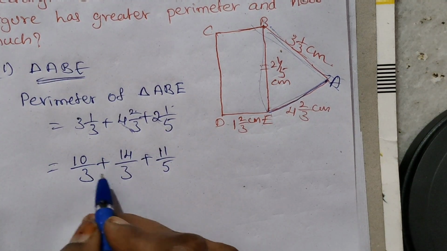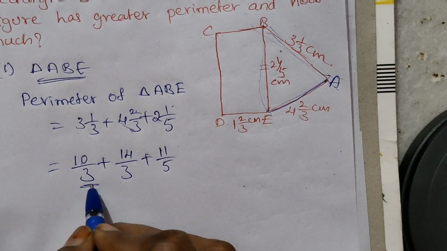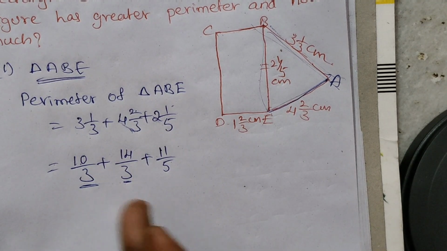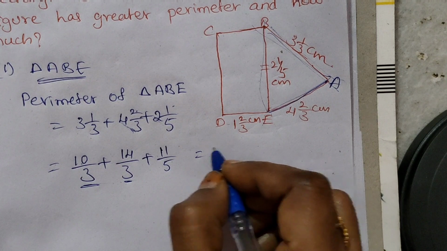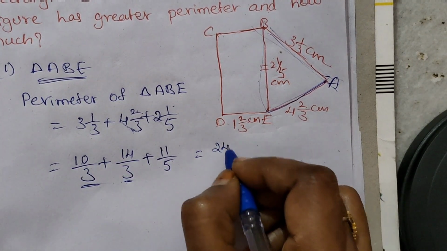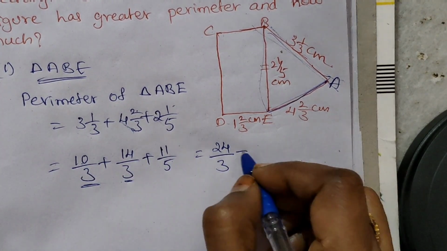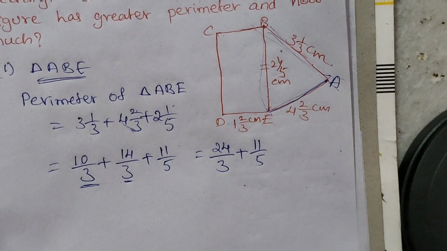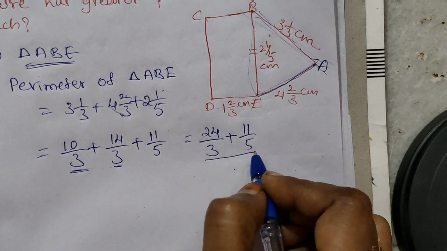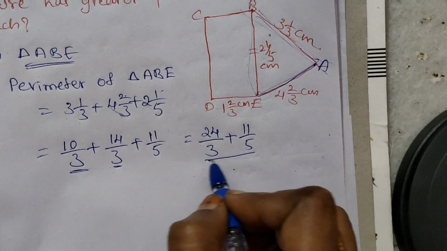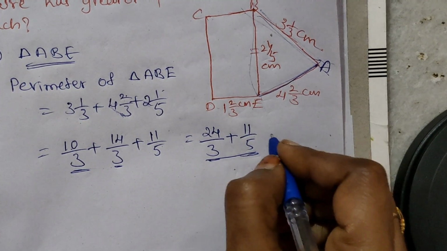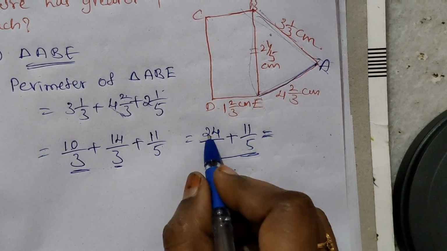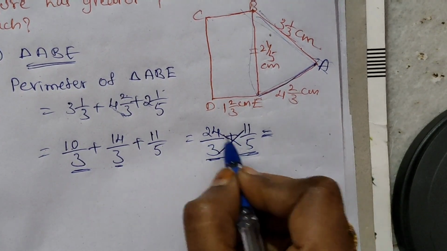So I'll add this one first. Here the denominators are the same, so they are like fractions. So I'll add this one: 10 plus 14, 24 by 3, plus 11 by 5. Now the denominators are different, so convert them into like fractions by using the butterfly method.